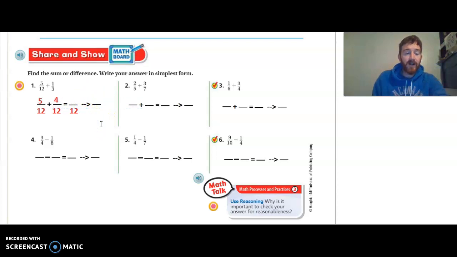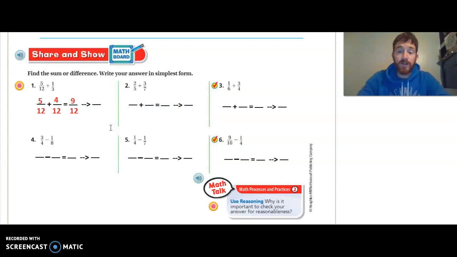All right. Now, the easy thing, we're ready to add. Now we've got common denominators, so we're allowed to add our numerators. And those denominators are going to stay the same. 5 plus 4, of course, that's a simple fact we know. 5 plus 4 is 9. And that's good. That's our answer.